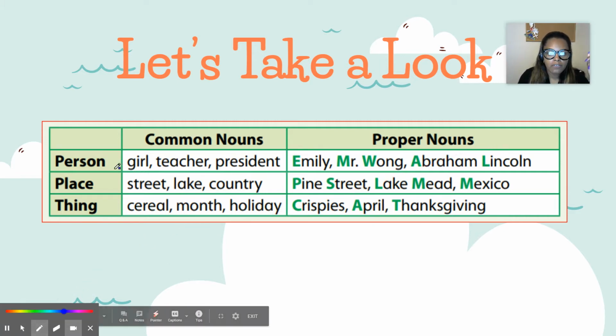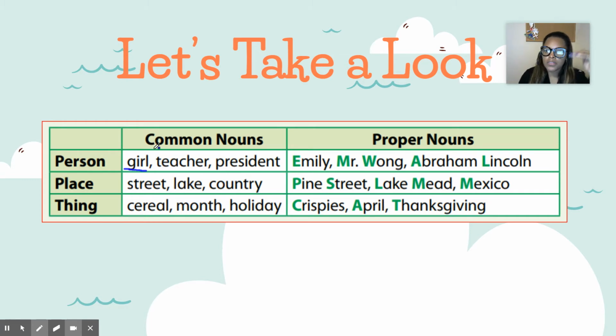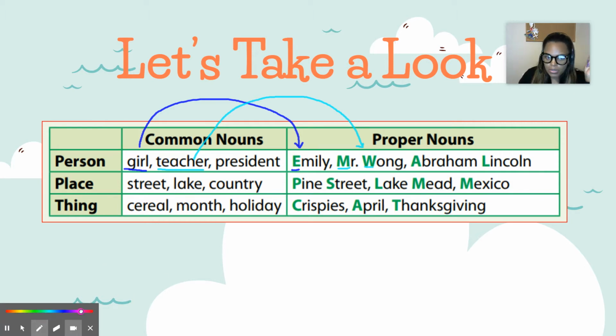Now let's take a look at the link between the common and the proper noun. So here we have girl. It's a common noun. The G is lowercase. But here we're naming the girl. It's special. It's important. That's why it gets an E. Okay? A capital E. Excuse me. And for teacher, we're naming the teacher, and that is special. So he gets a capital M and a capital W. Same thing with place. Okay? Same thing with place.